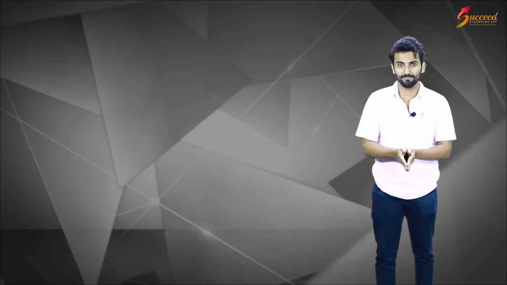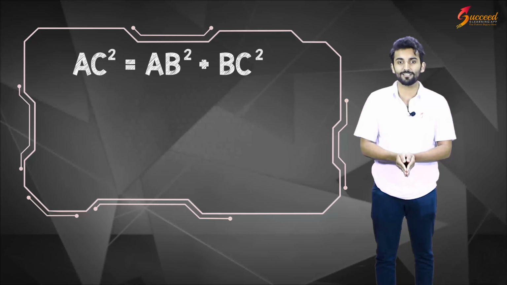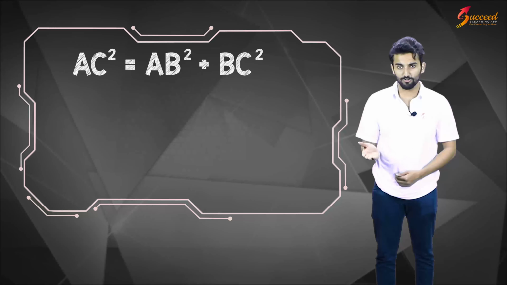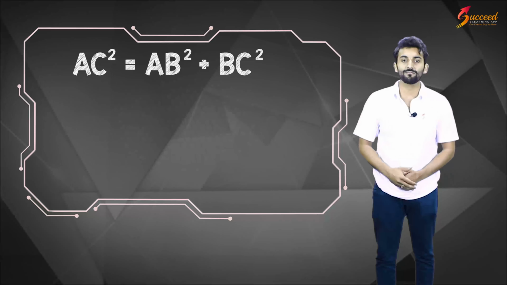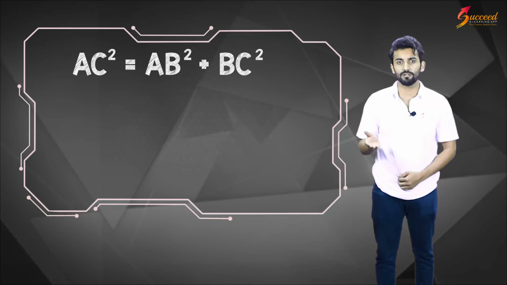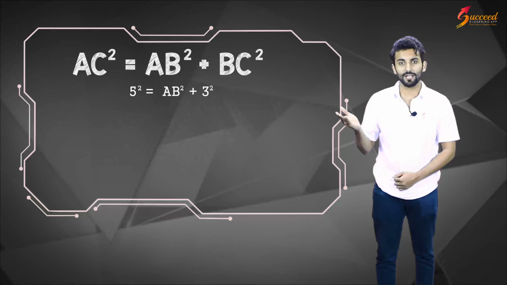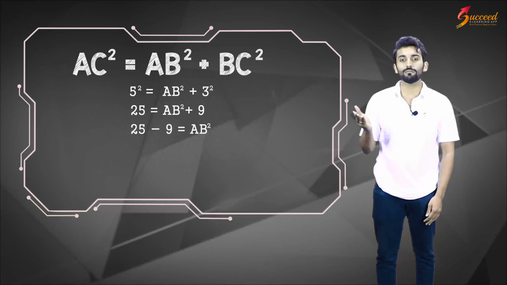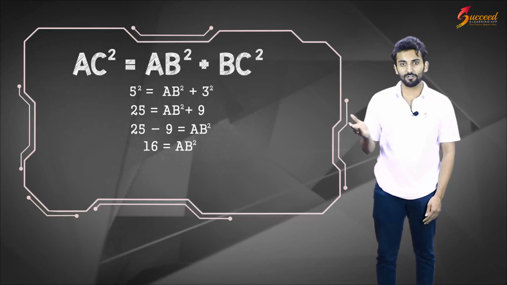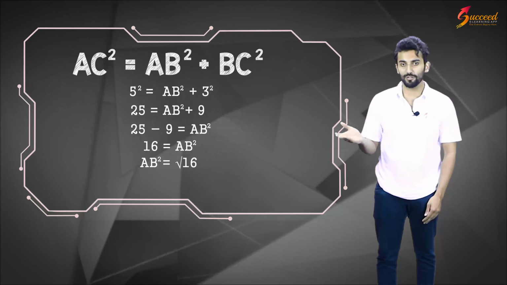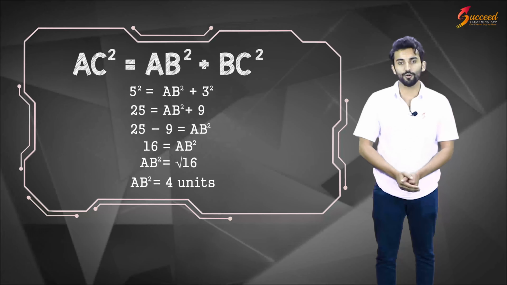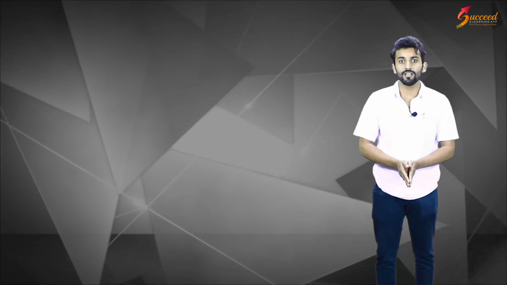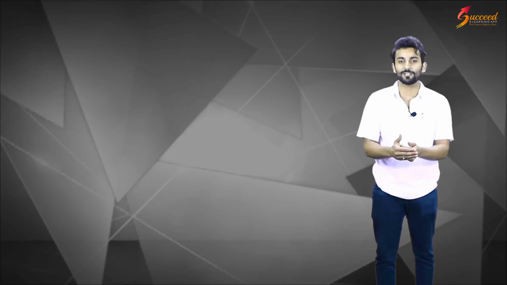By the Pythagoras theorem, we have AC square is equal to AB square plus BC square. Here, we have AC is equal to 5 and BC is equal to 3. Substitute the values in the equation given above. 5 square is equal to AB square plus 3 square, 25 is equal to AB square plus 9, 25 minus 9 is equal to AB square, 16 is equal to AB square, AB is equal to root of 16, AB is equal to 4 units. The other side AB value is 4. Now, with all the values we can find the other trigonometric ratios.